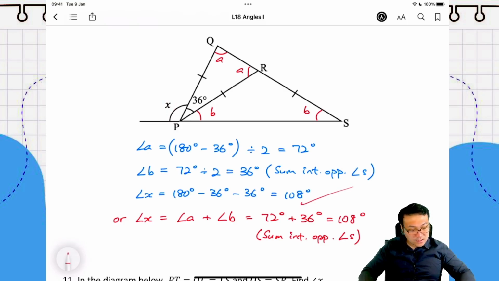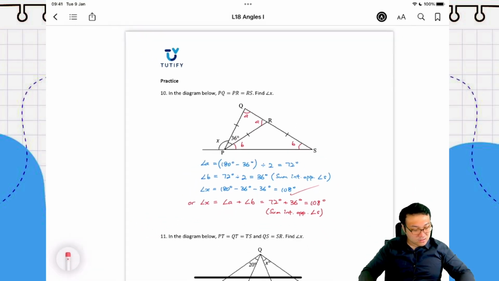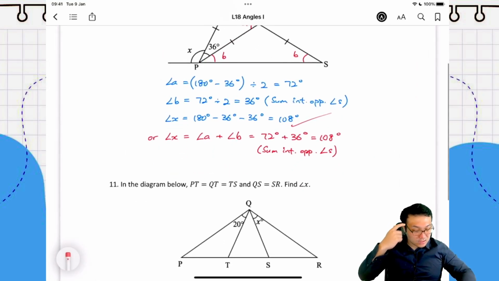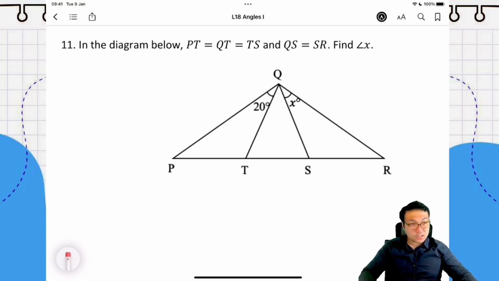Okay, students? But I don't think you're taking any extra steps. This is also good. This is just one step. This is also just one step. So I don't think there's much difference whether you use that Ambrell's method or whether you use the interior opposite angles, okay? Alright, question 11, students.